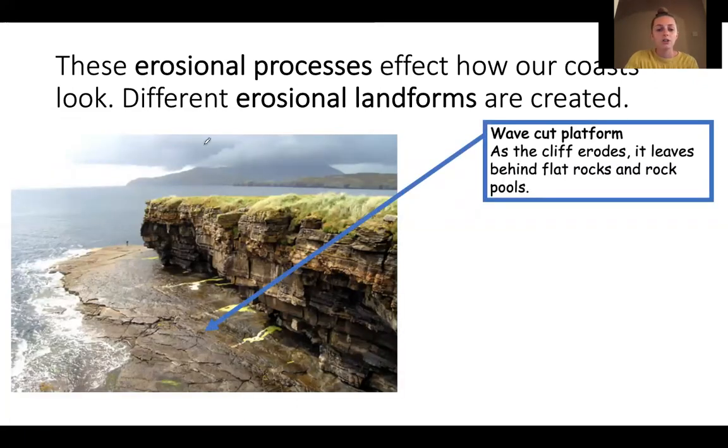Along with the wave-cut notch, you can also get wave-cut platforms. Wave-cut platforms are the flat rocks at the bottom of a cliff. You might also get some rock pools as well. They're just formed as the cliff erodes and leaves behind this flat rock. You can sometimes see these when the tide is out, but when the tide's in, the water might cover it.